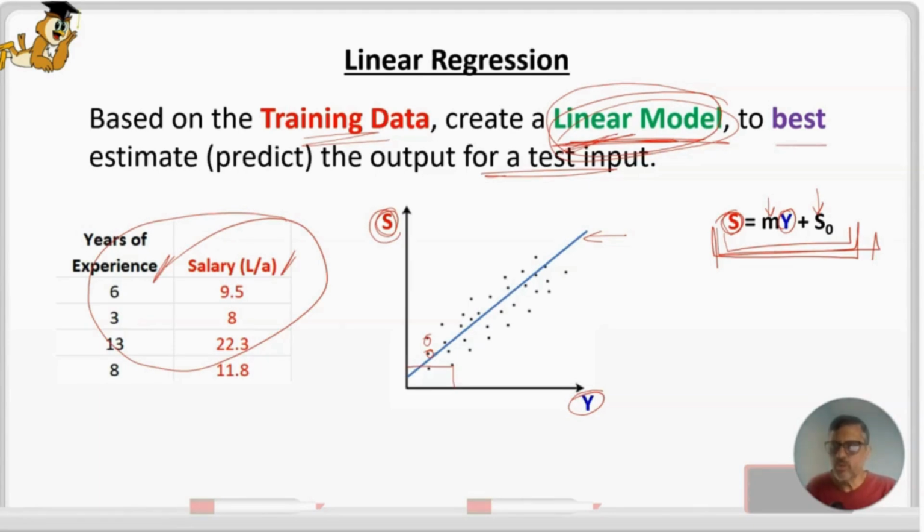So if you wanted to nail down this particular model, what are the parameters of this model? The parameters of this model are m, which is the slope of the line, and the y-intercept s0. If you define m and s0, you are uniquely going to define this line. Once you have the values of m and s0, suppose you are told the years of experience of a particular person, you would be able to estimate the salary of that person using this equation, using this linear model.